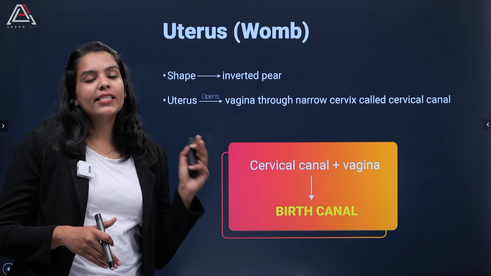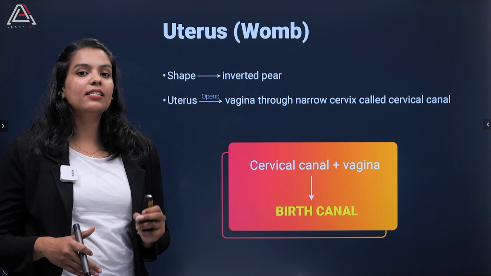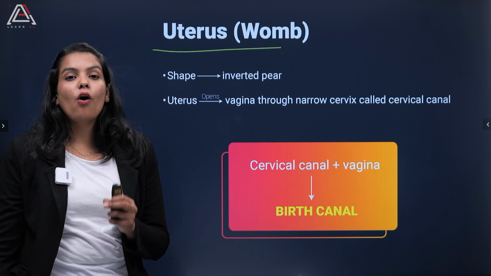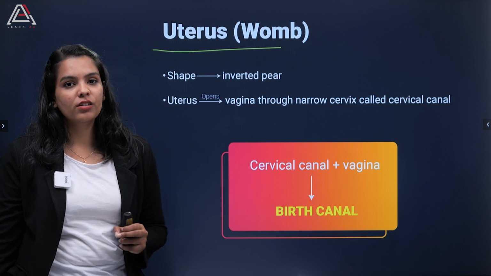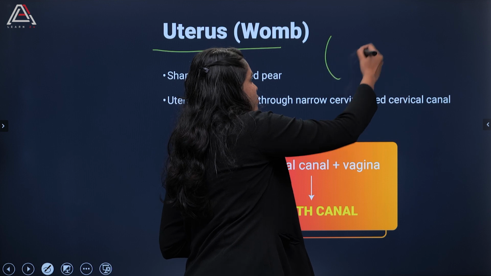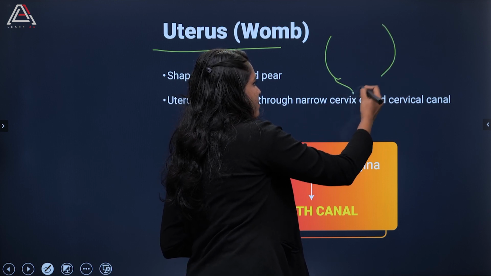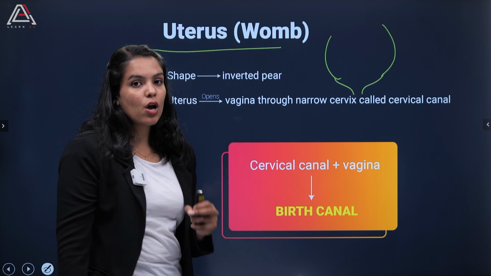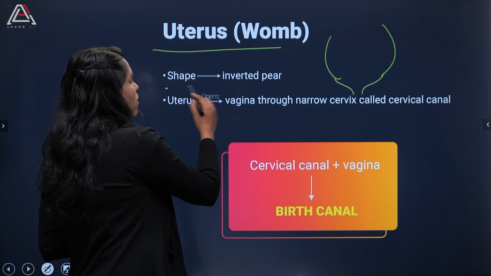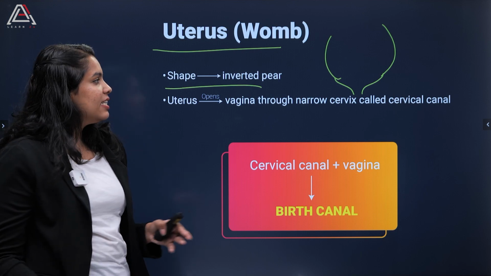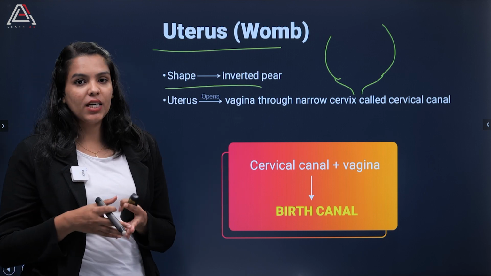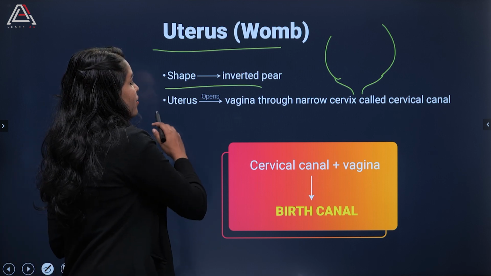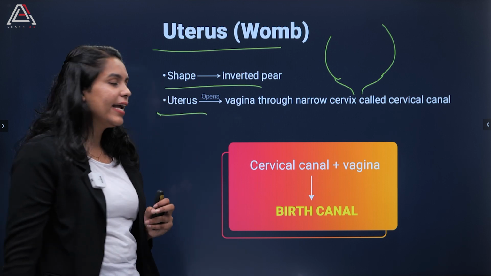Now moving on to the second accessory duct, which is the uterus. The uterus is also known as the womb. Inside the uterus, the baby is developed. Talking about its shape, the uterus is in the shape of an inverted pear, as you can see here.